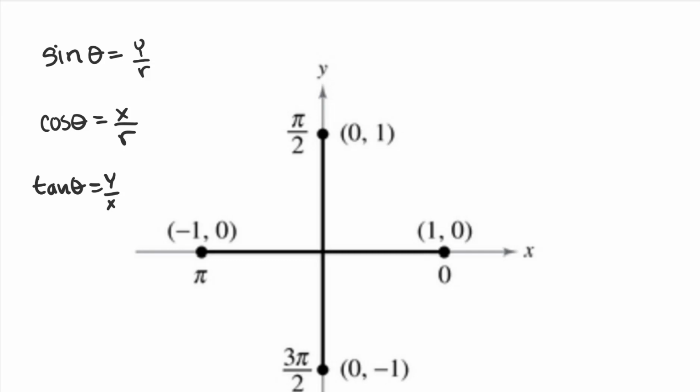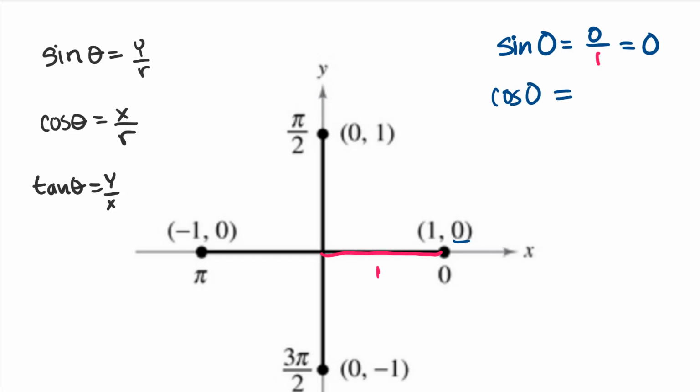So let's just look at our first one. At 0 radians, or 0 degrees, the sine of 0 radians, you can tell it's a radian because it's not a degree symbol, is going to be our y value over our radius. And our radius is 1. Right, there's your y value. So it's going to be 0 over that 1, the radius, which is equal to 0. So sine of 0 is equal to 0.